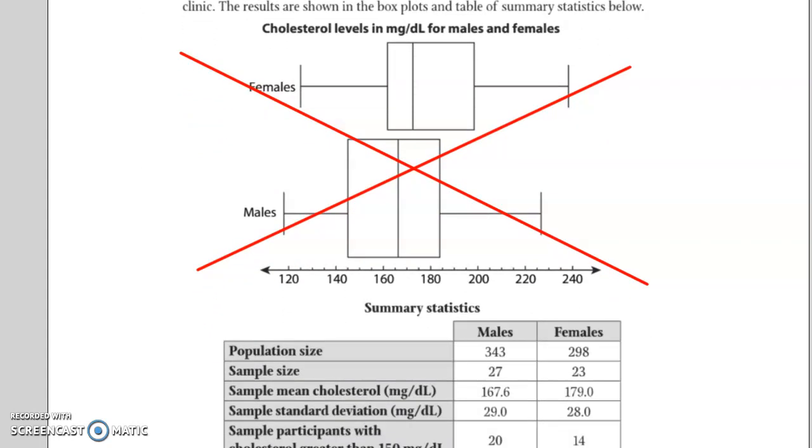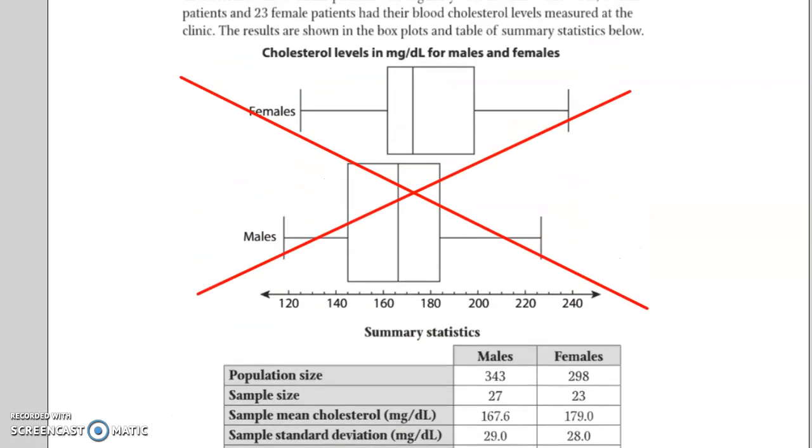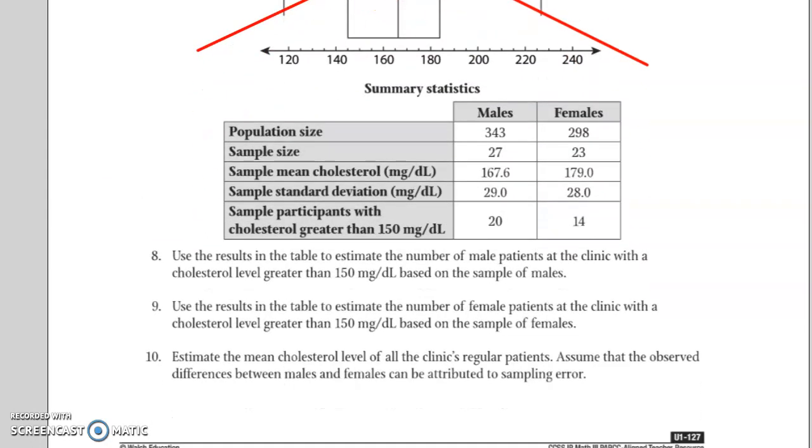8 through 10 are good problems. I just crossed this out because it really doesn't help you for the problem. To do 8 through 10, you really just need this table of information. And it's similar to the example problem that we did in our notes today regarding the glucose level. So if you're stuck on 8, 9, and 10, reference back to that example problem.